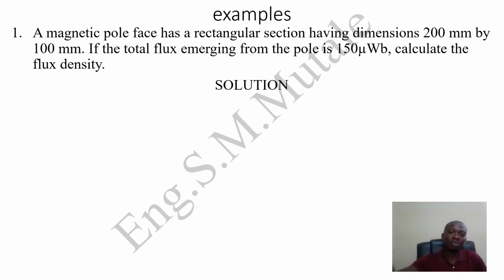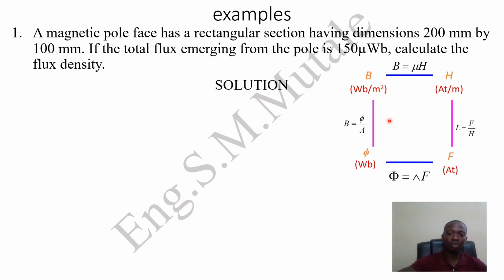We can look at an example. Provided you know that box, the one I was presenting, it will be very easy to do problems in magnetism or magnetostatics. So the question here is saying a magnetic pole face has a rectangular section of 200 millimeters by 100 millimeters. Of course, that's the area. If the total flux emerging from the pole is 150 microweber, calculate the flux density. So they want the flux density, and flux density is B.